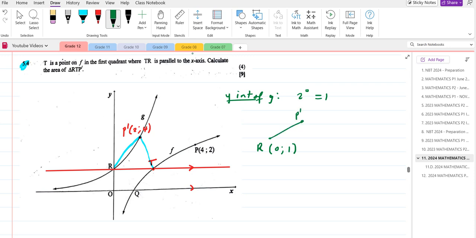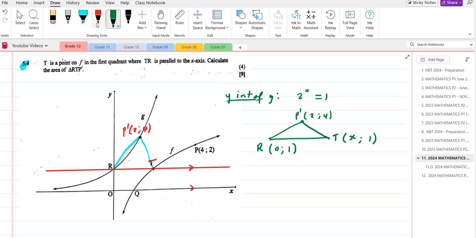Point P1 is 2 and 4. We just have a problem with the base, which is T. T is going to have the same y value as R. So the y value of T has to be 1, same as R. But what's the x value? The x value we can calculate.